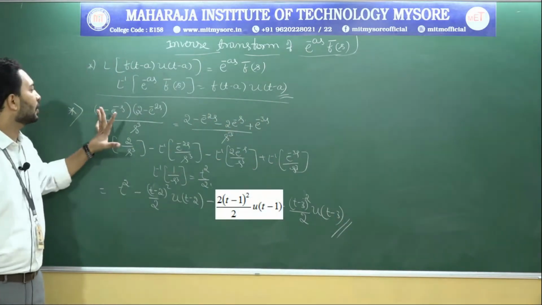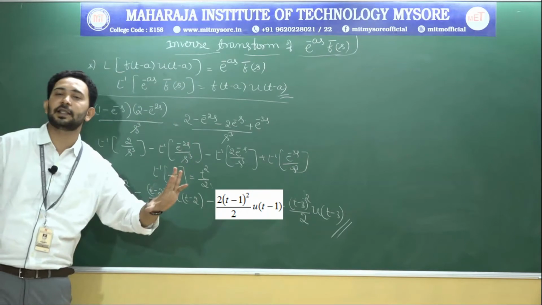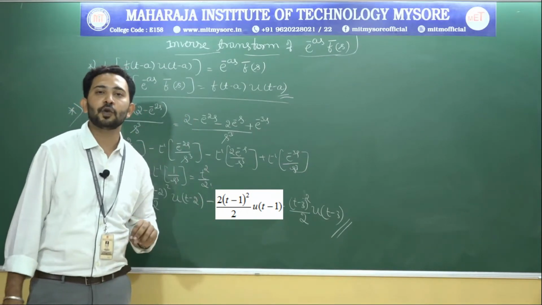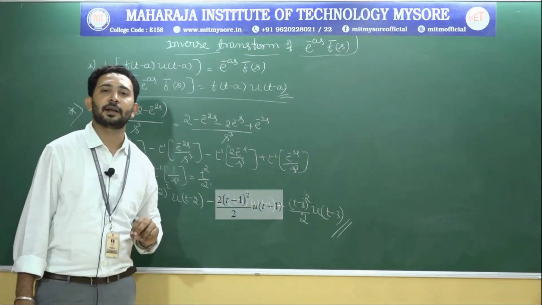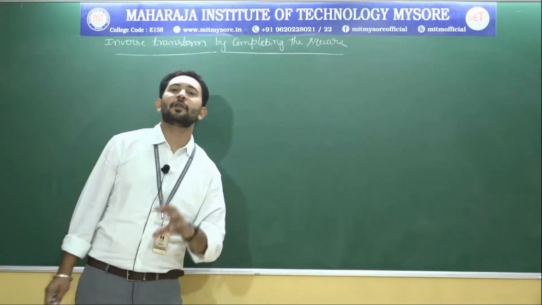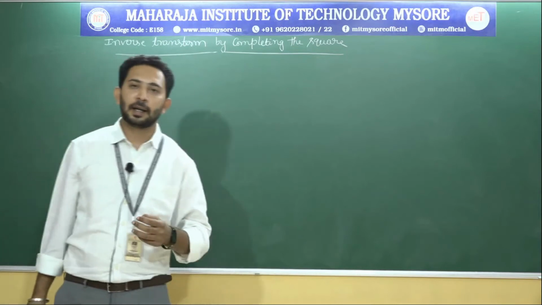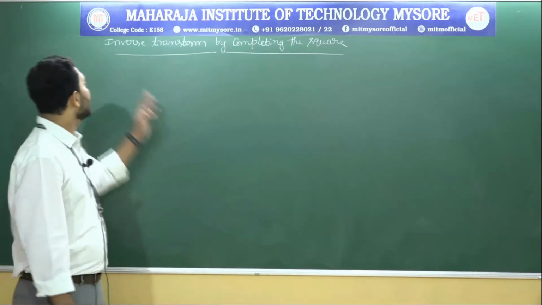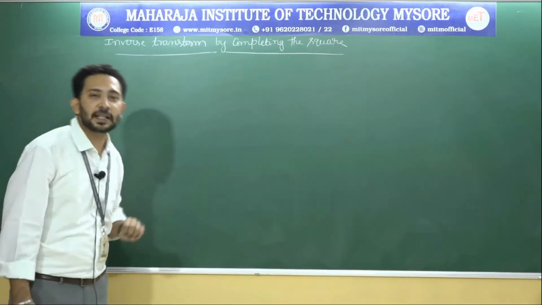So if you have the question in the form of e power minus as into f bar s, then the result will be f of t minus a into u into t minus a. So next we have one more method to solve inverse Laplace transformation problems, that is inverse transform by completing the square method.